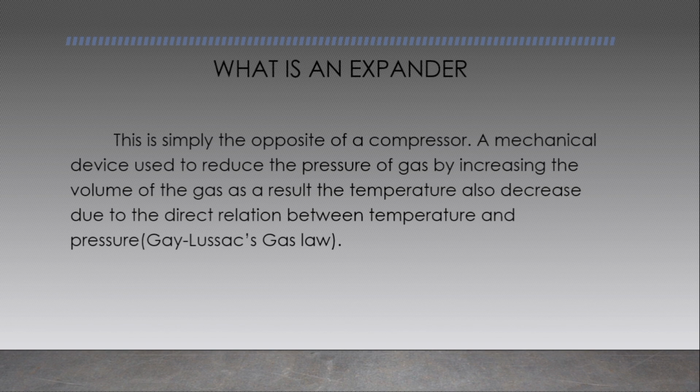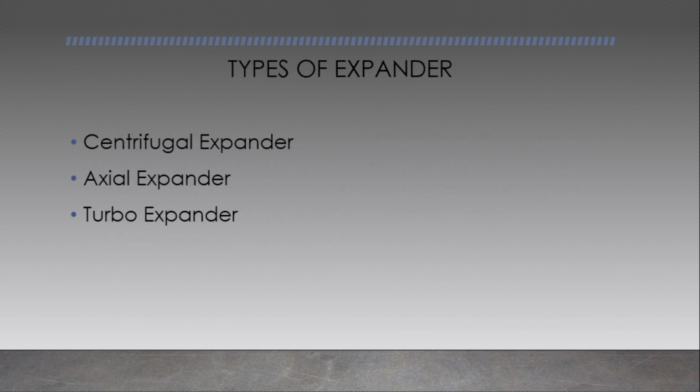But whereas in the expander, the gas is being expanded. With that, the pressure is dropped. The pressure being exerted on the compressed gas right now is expanding. With that, the pressure is dropping, and as a result, temperature drops due to our Gay-Lussac direct proportionality between temperature and pressure, as we have always been seeing. Types of expanders include centrifugal expander, axial expander, and turbo expander. With that, we are done with the whole theory. Let's head to the modeling environment.